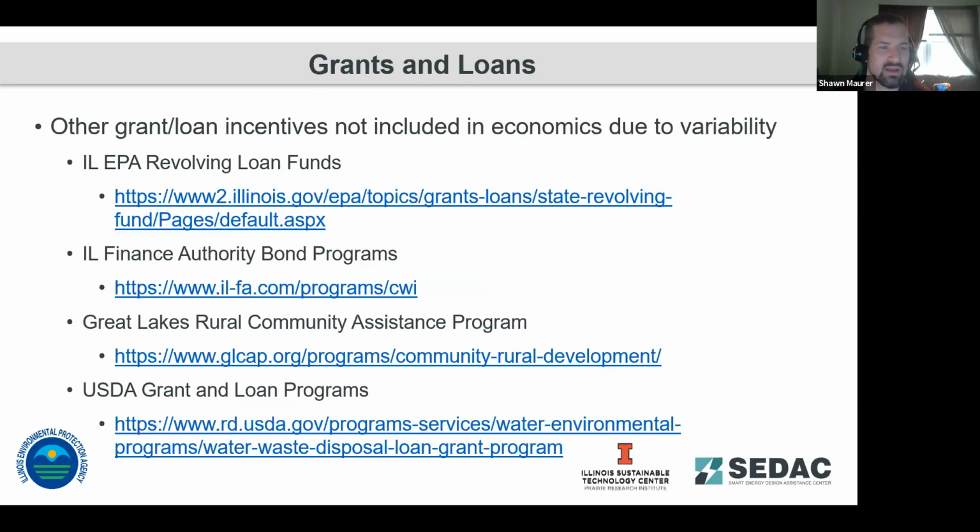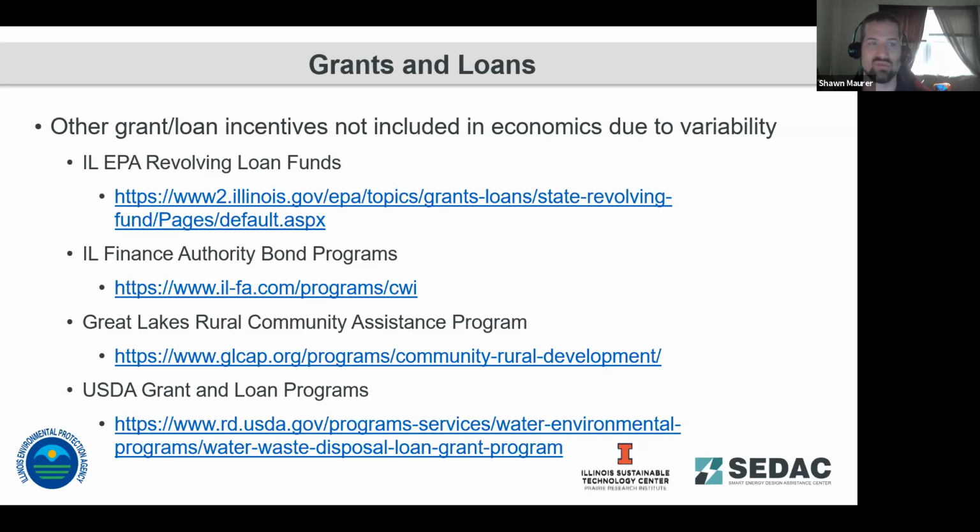And the last thing to talk about in our reports, we do get into grants and loans that are offered by federal agencies and state agencies. We don't usually include these in our incentive calculations because they are so variable. We don't know what the amount you're going to receive is. But we do include information on how to apply for these loans.